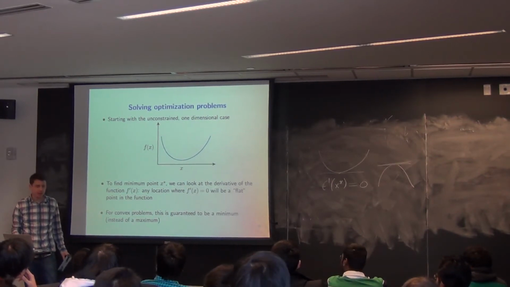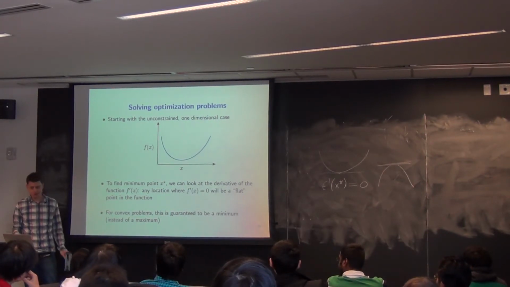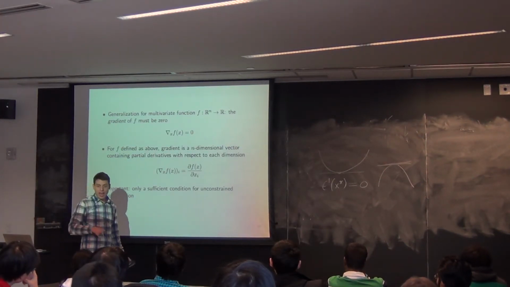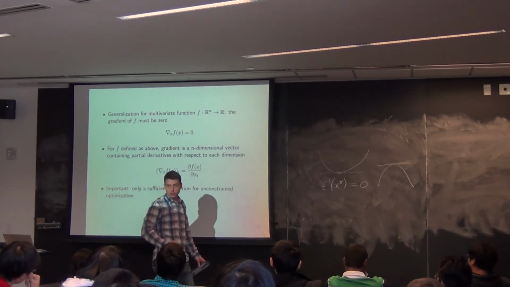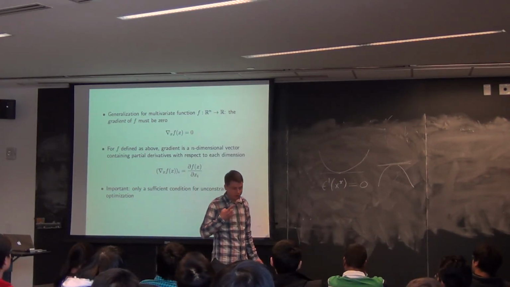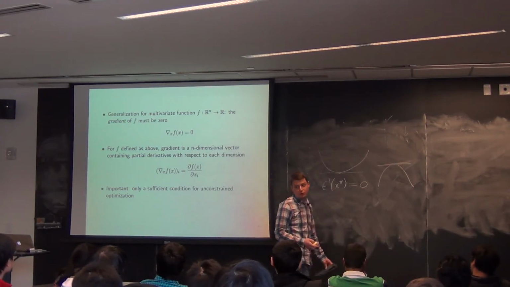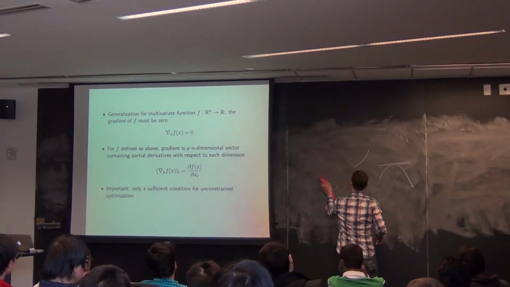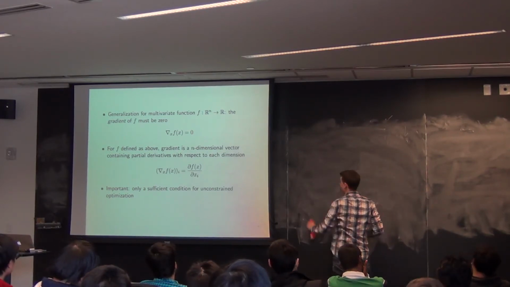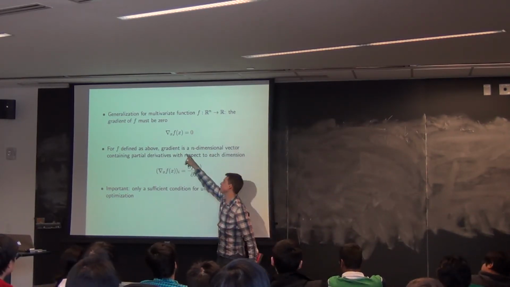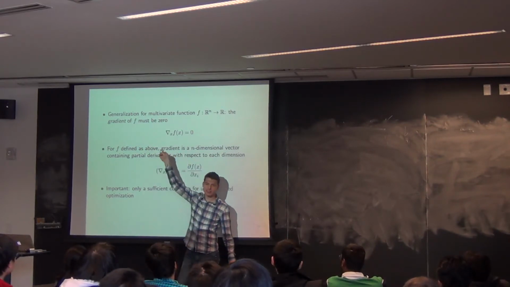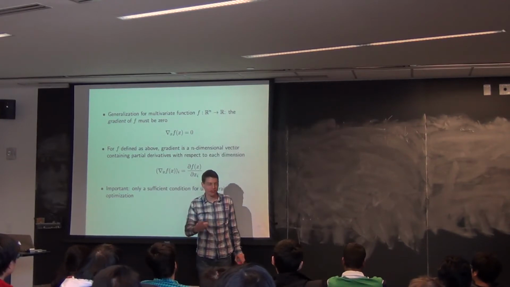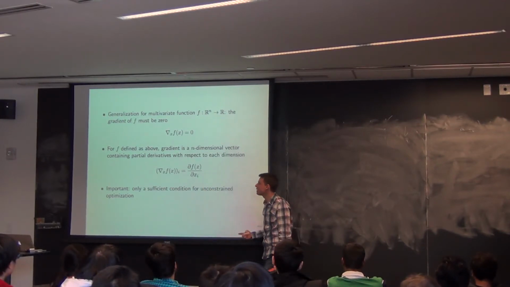Now, in the case of a vector input function, just like we did for the second derivative, we want an extension of this condition to functions of vector inputs. The equivalent condition here is another quantity called the gradient. The notation is very similar to the Hessian, just without the square. That should remind you that this is the analog of the first derivative, whereas the Hessian is the analog of the second derivative.